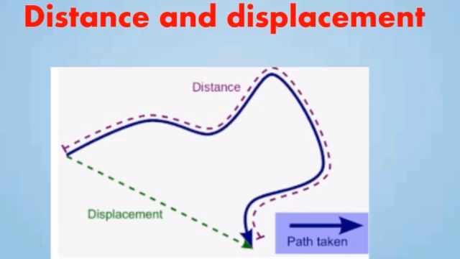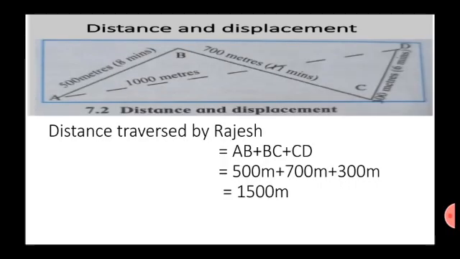Let us study distance and displacement with the help of an activity. You can see, children, in the figure there are four points A, B, C and D. A is the point where Ranjit's house is and D is the point where Ranjit's school is. Now, Ranjit wants to go from his house to his school. So, he uses the route AB, which is 500 meters, and travels that in 8 minutes. Then BC, 700 meters, traveled in 11 minutes. And the final distance is CD, that is 300 meters in 6 minutes.